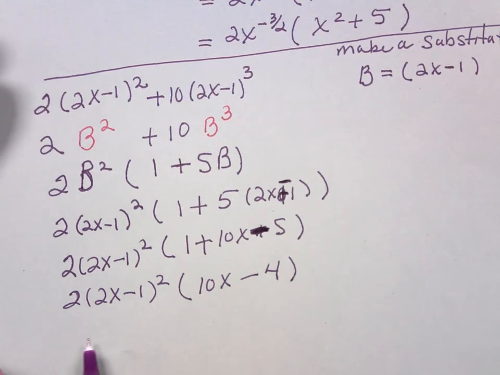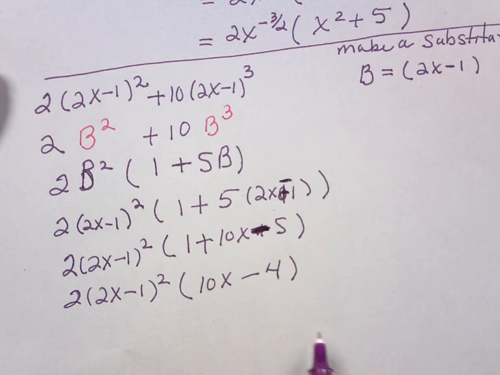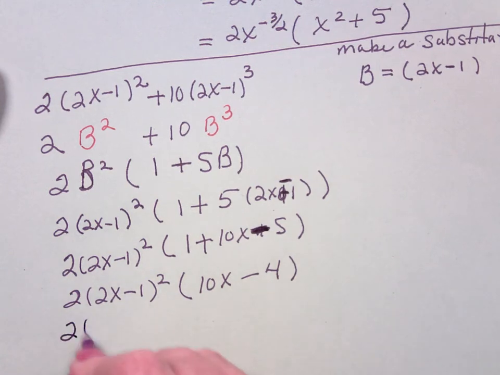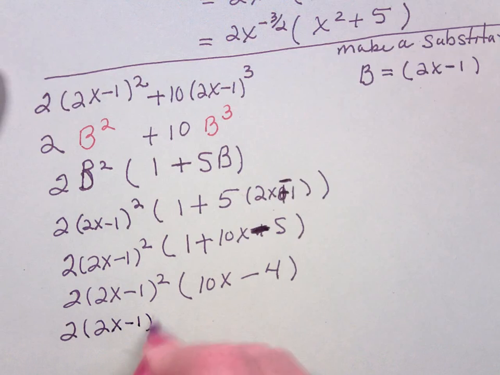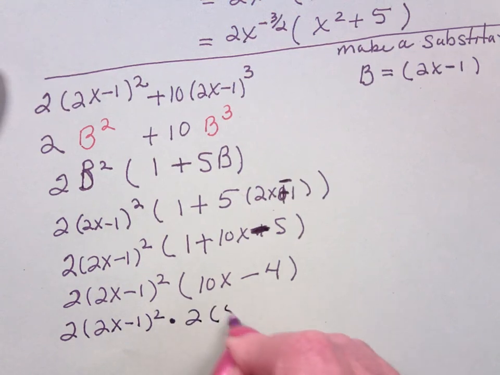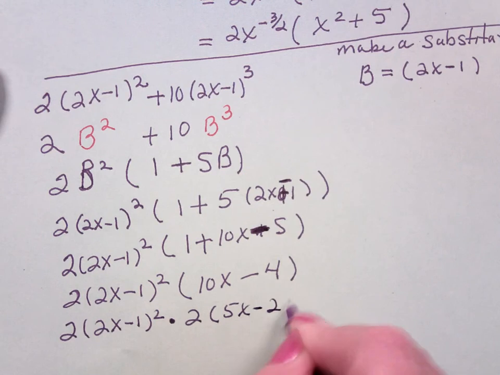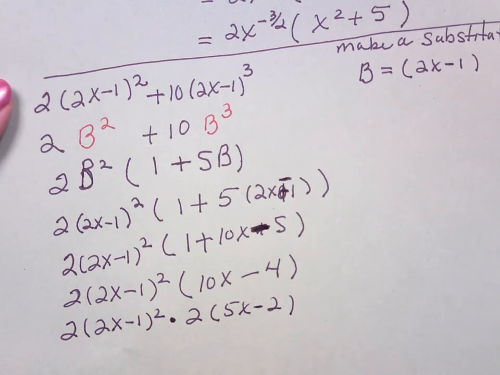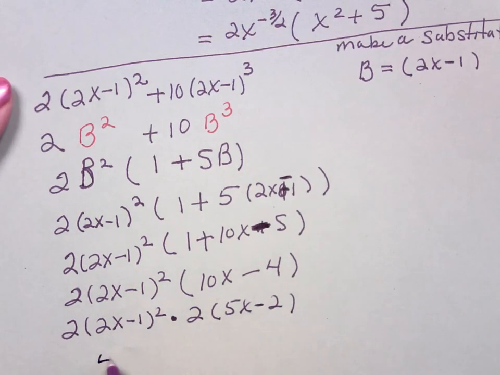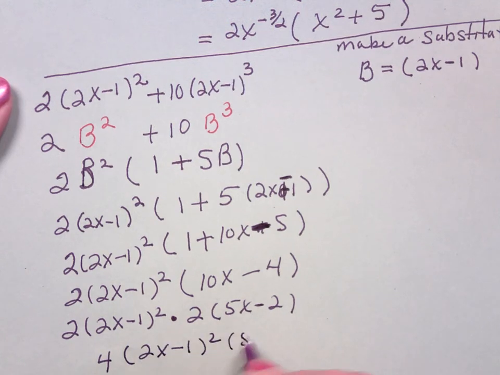And so in this particular instance, I need to, because I'm factoring, this one has a common factor of 2. So I have 2 times 2x minus 1 squared times common factor of 2, 5x minus 2. 2 times 2 is 4. 2x minus 1 squared, 5x minus 2.